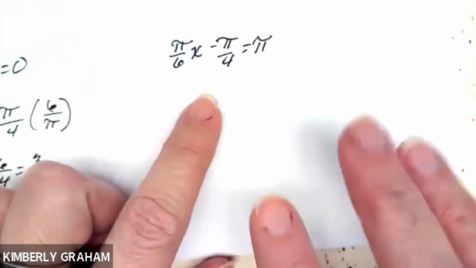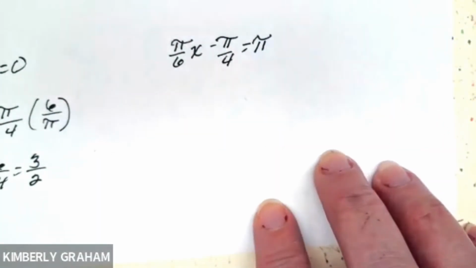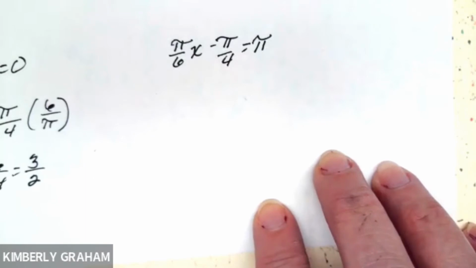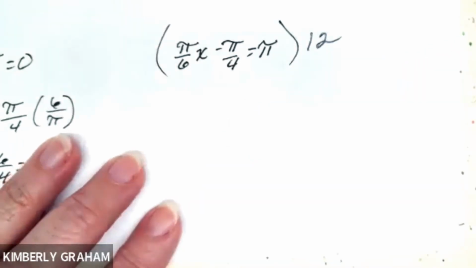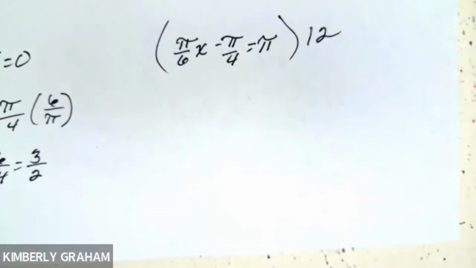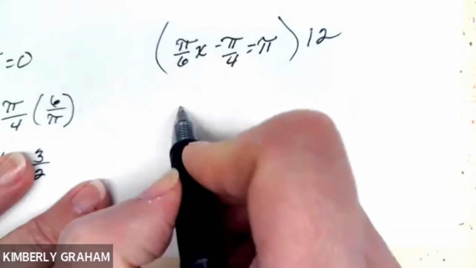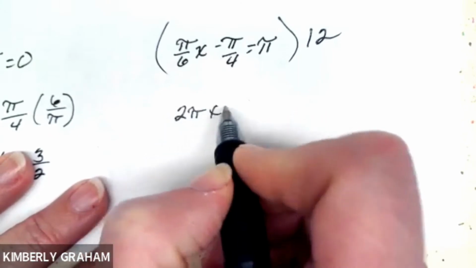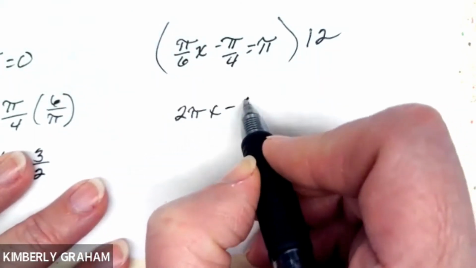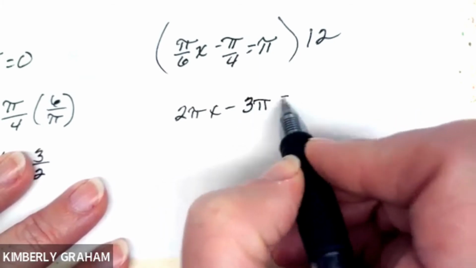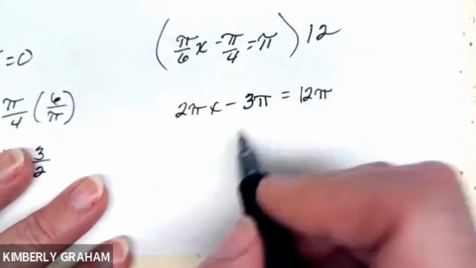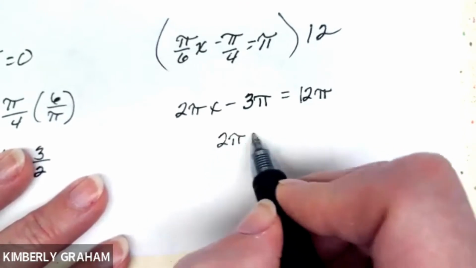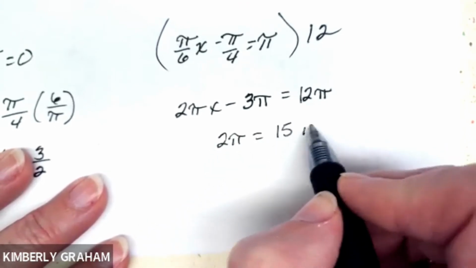But another way to do that problem is to get rid of your fractions by multiplying through by your least common denominator. In this case, least common denominator is 12. So if I multiplied everything by 12, I would have 2 pi x minus 3 pi equals 12 pi. So that's 2 pi x equals 15 pi.